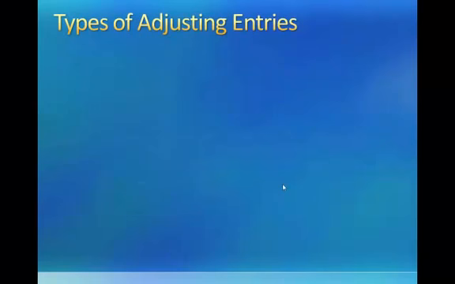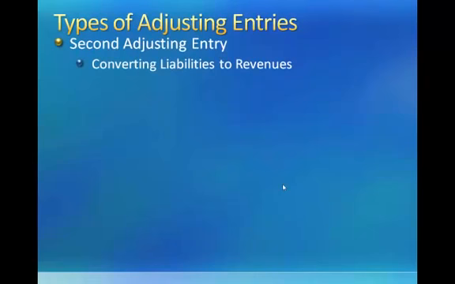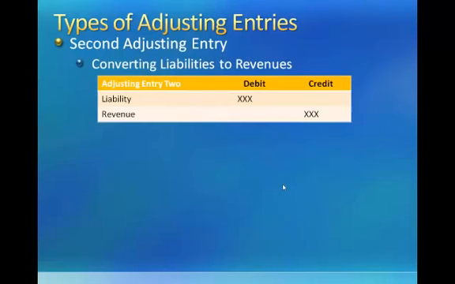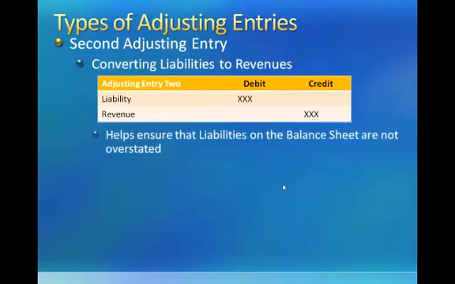The second adjusting entry converts liabilities to revenue. This entry is necessary when cash is received prior to the revenue being earned. This entry involves a debit to a liability account and a credit to a revenue account. Recording this type of adjusting entry helps ensure that liability account balances reported on the balance sheet are not overstated. It also helps ensure that revenues recorded on the income statement are not understated. Consequently, if this adjusting entry is not made, net income is understated.